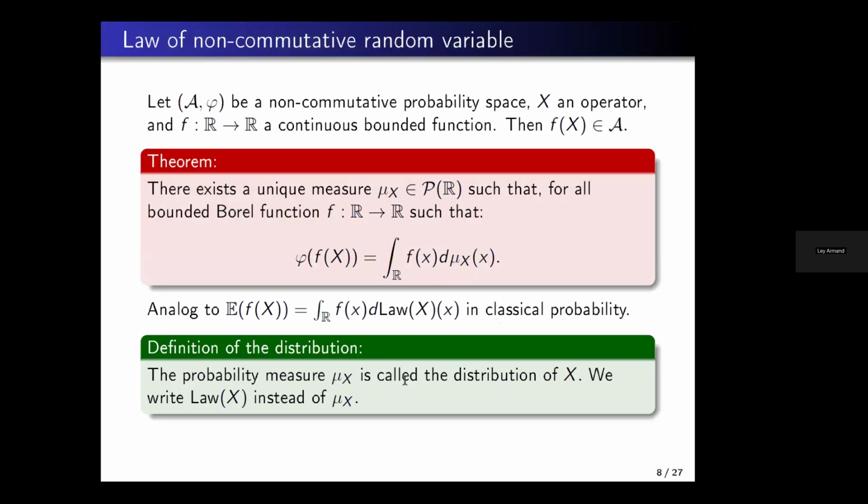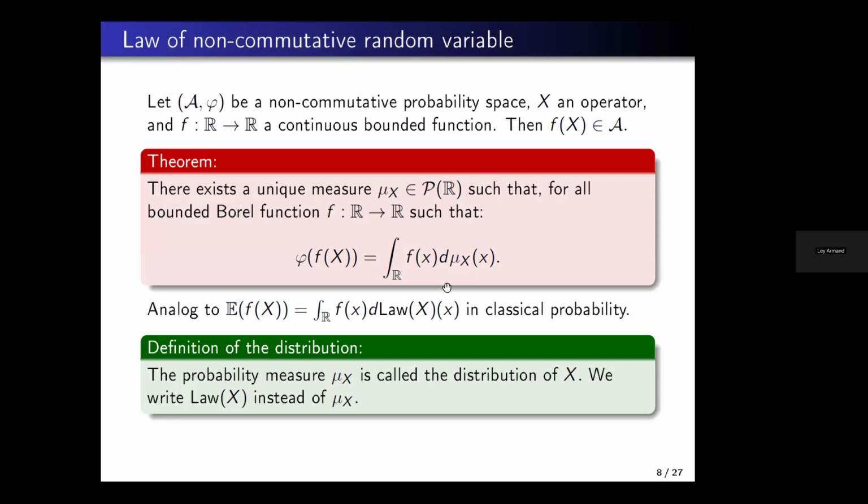So now we have an analog of independence in non-commutative probability, and we want to go a step further by having an analog of the law of random variables. That is way more technical than in classical probability theory, because you need functional analysis. So I will not go into the details, but I will try to give an idea of what happens.